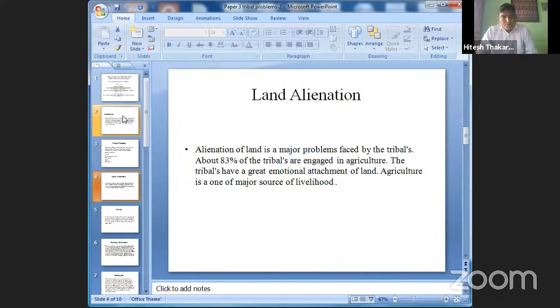Land alienation. Alienation of land is a major problem faced by the tribals. About 83% of tribals are engaged in agriculture. The tribals have a great emotional attachment to land. Agriculture is one of the major sources of livelihood.